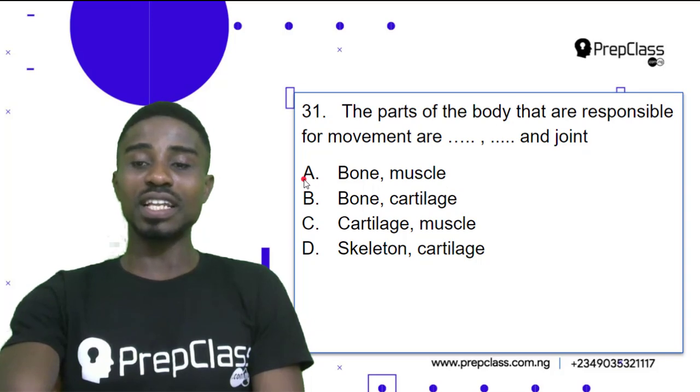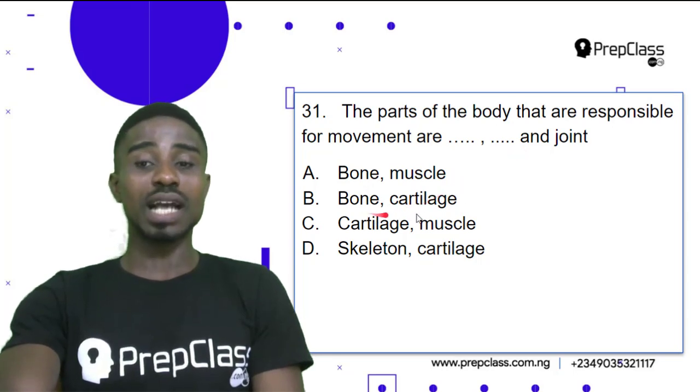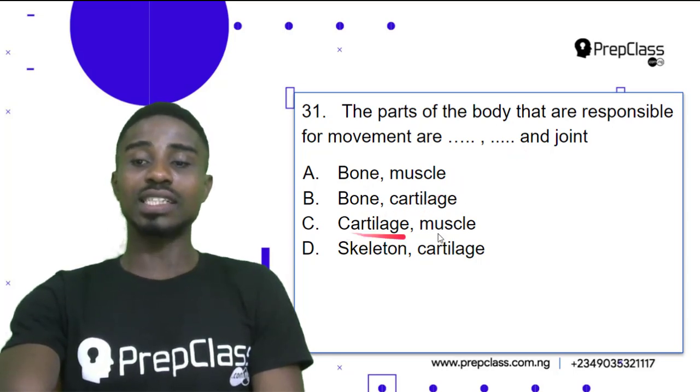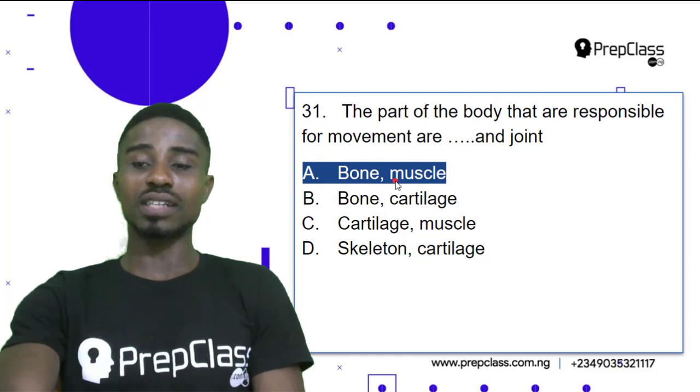Option A definitely is our correct answer. Bone, muscle, and joints. So it's not bone and cartilage, or cartilage and muscle, or skeleton and cartilage. But option A, bone, muscle. Let's check it out. Question 31, bone, muscle is our correct answer. Let's look at the next question.